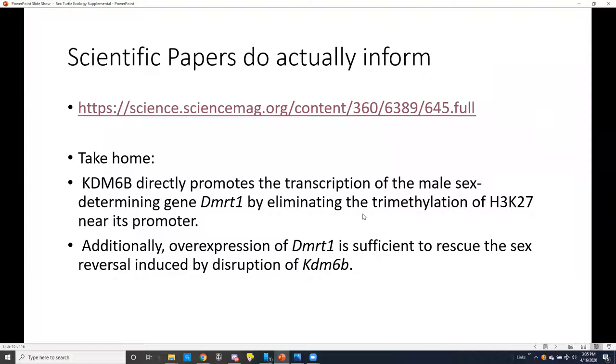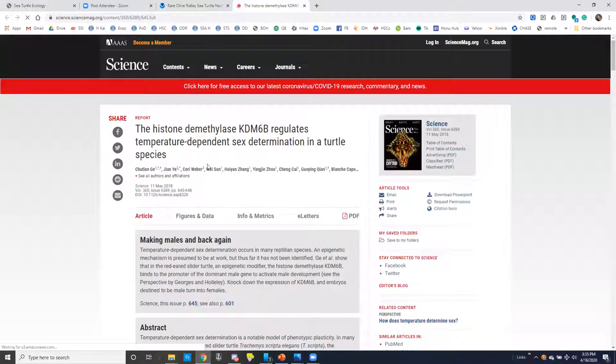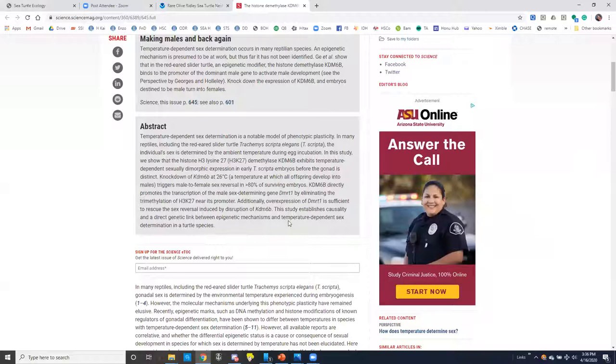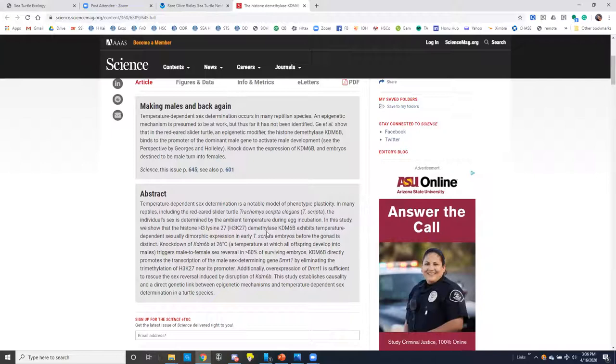Okay, this gets pretty geeky right here. So do you guys remember the fact that when the eggs are at lower temperature, most of the turtles become males, and at a higher temperature, most of them become females? So this is actually from a scientific paper, right? These are the authors, from Science Magazine. It's been a long time since I've read a paper. I got a PhD in molecular biology, so this lets my nerd come out a little bit, but I'm just going to point out that it's actually a specific gene, right? That single-handedly, one gene makes this happen, right?